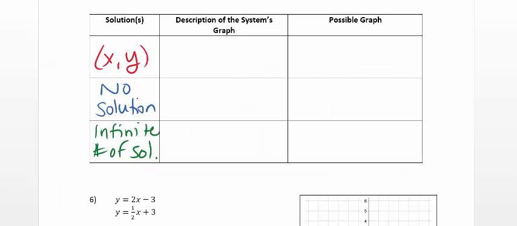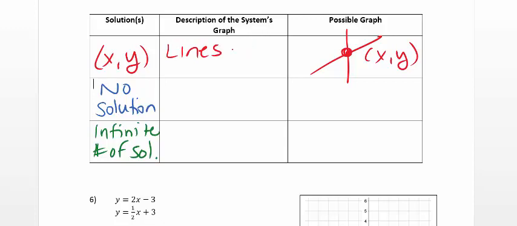So there are three different types of answers we could get when we're trying to solve a system. We could get a point where the two lines cross and we give the ordered pair of the point, and this is true when we graph the lines. Those two lines intersect at a point, and the point where they intersect is going to be the solution. So we're going to get a point when the lines intersect.